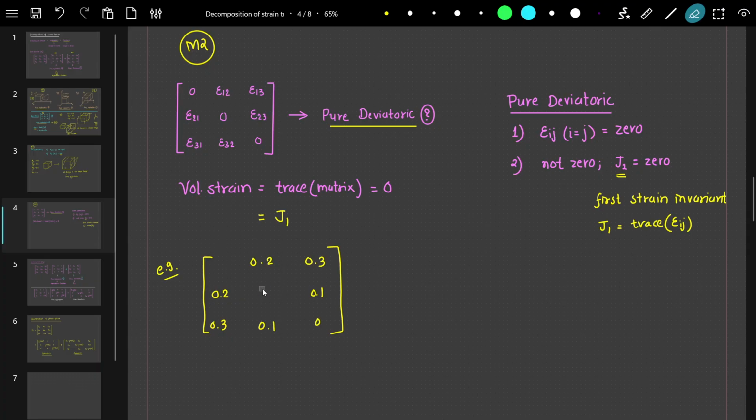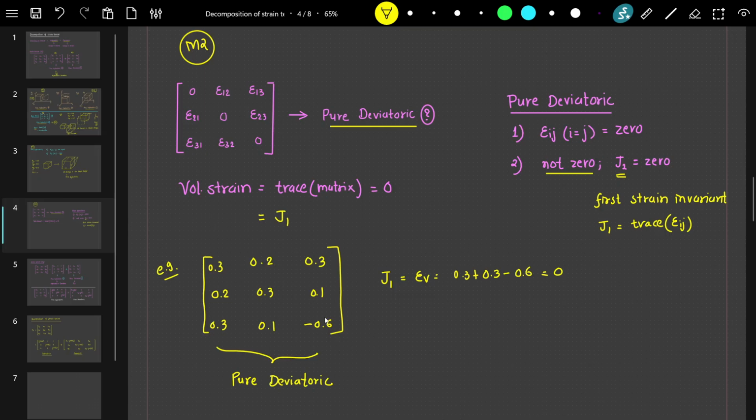But if they are non-zero, let's say this is 0.3, this is 0.3, and let's say this is minus 0.6. Now here the volumetric strain is equal to 0.3 plus 0.3 minus 0.6, which is 0. So even if they are not 0, but the summation is 0, that means it is a pure deviatoric. Because whatever expansion is happening in x and y is being compensated in the z direction by negative expansion, the volumetric change is 0 in this case, so it becomes pure deviatoric.